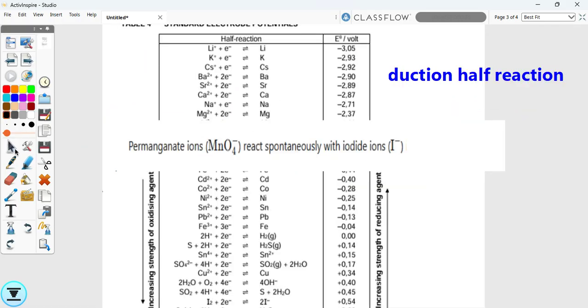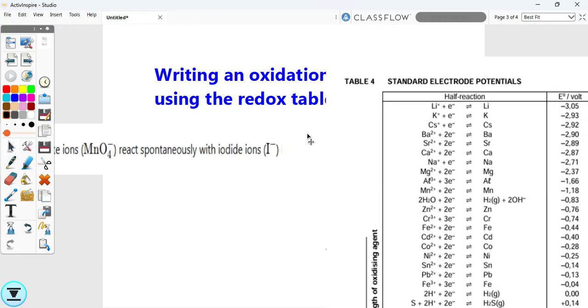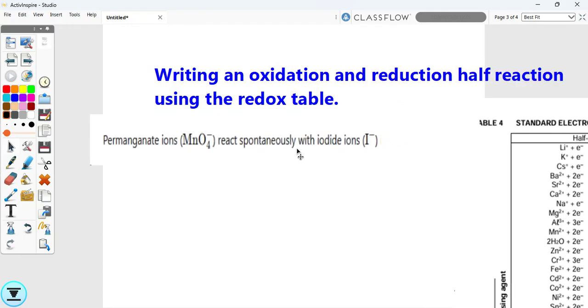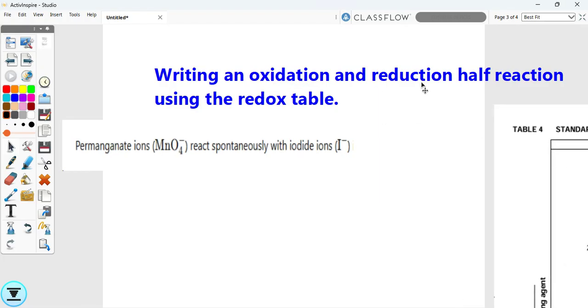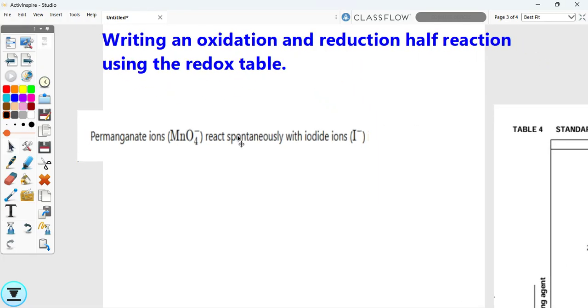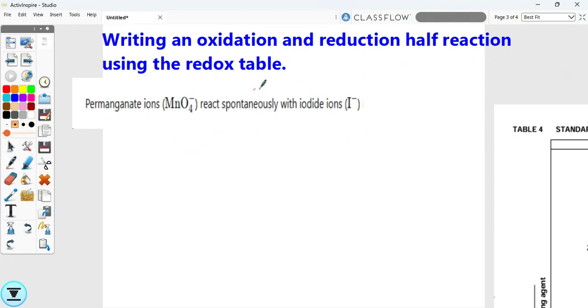All right, now if you get a reaction and we don't give you the products, and you need to decide what the product is, and we have to write an oxidation half reaction, a reduction half reaction, and a net ionic reaction for this. Then we say, fine, permanganate ions react spontaneously with iodide ions. Now, here it's given. You need to know permanganate ions is MnO4 minus, and iodide ions is I minus. That was just being nice.